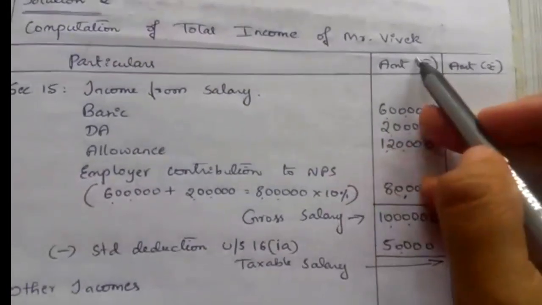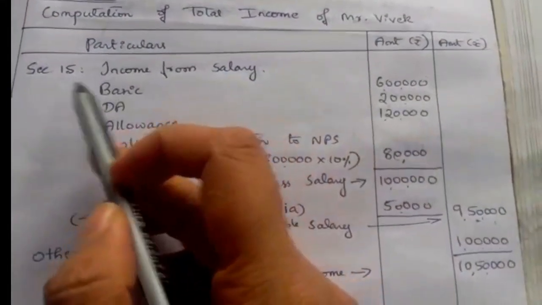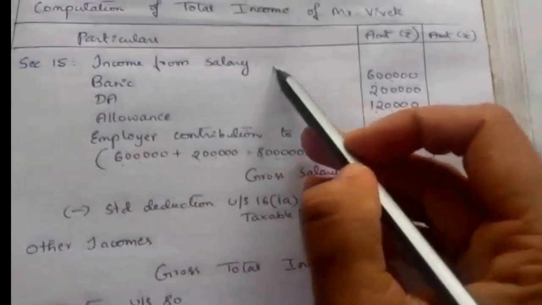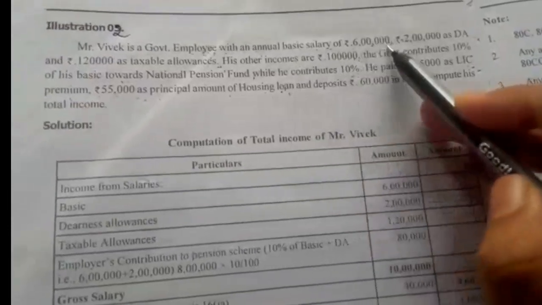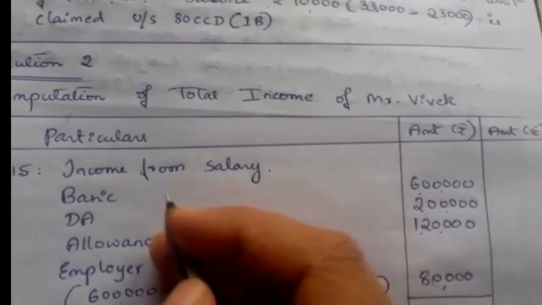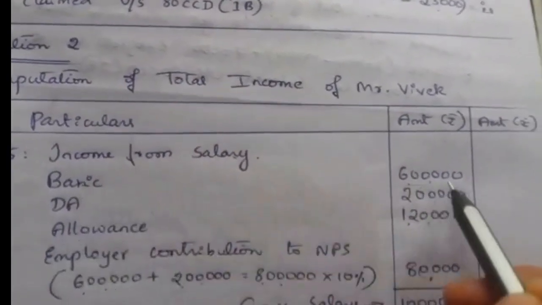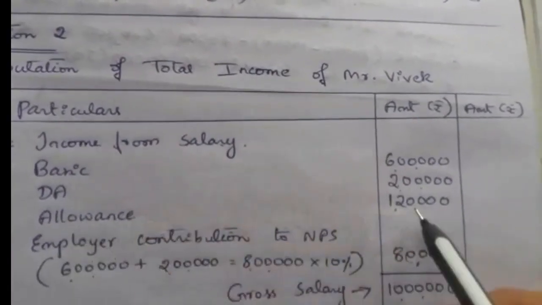Computation of total income of Mr. Vivek. So we have to compute the total income of Mr. Vivek. Particulars to amount column. Section 15, first one, income from salary. Under income from salary, we have the items like annual basic salary 6 lakh, DA 2 lakh and 1 lakh 20,000 as taxable allowance. So under income from salary, we have to take basic 6 lakh, DA 2 lakh, allowance 1 lakh 20,000.